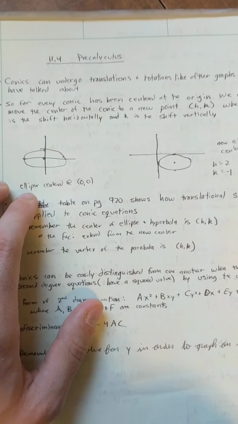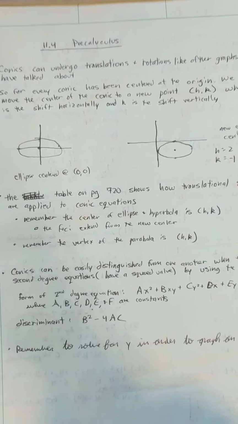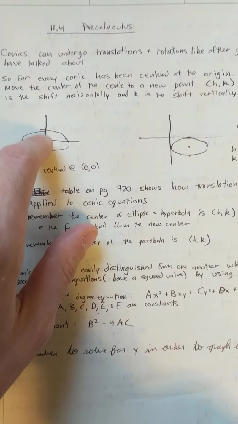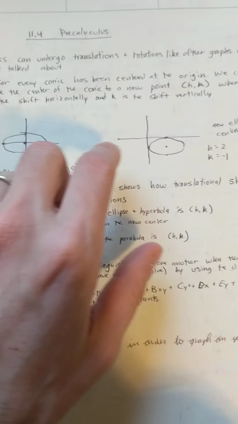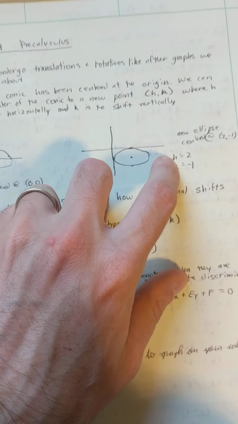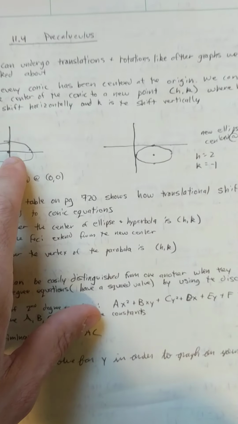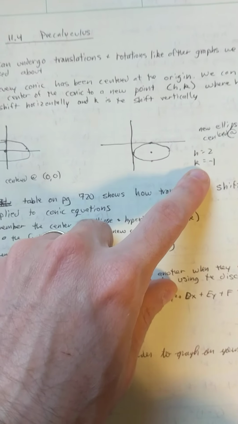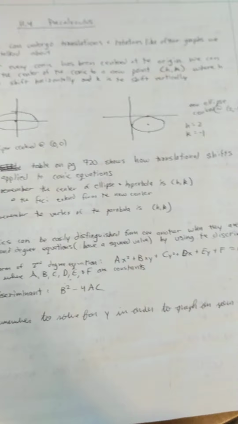Right here we have a demonstration showing how the center of an ellipse can change. Right here it's centered at (0, 0). Right here it would be centered at (2, -1). We can see how the center was shifted and we got our h and k. Super easy, h and k.